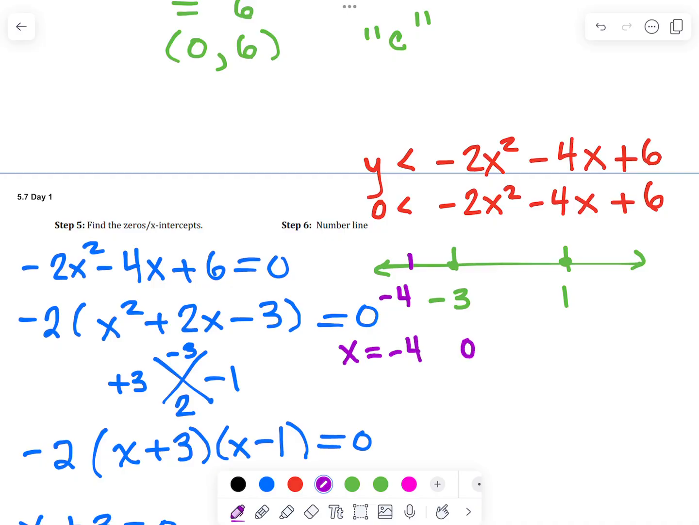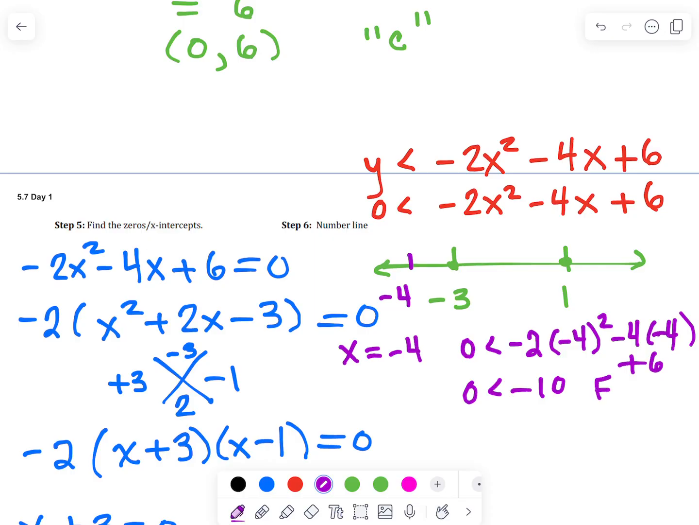So I would say 0, less than, and we replace that x in the inequality with -4. And then we would simplify it. And we get that. Let's all read it. Is 0 less than -10? Is that true or is that false? Is 0 less than -10? No. Or is -10 greater than 0? So that's false. So I'm just going to put a negative there.